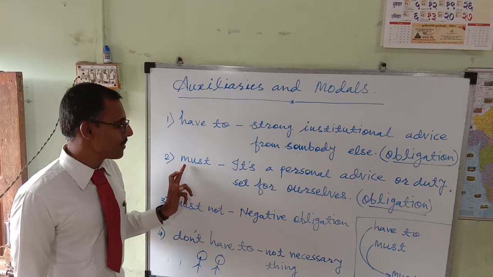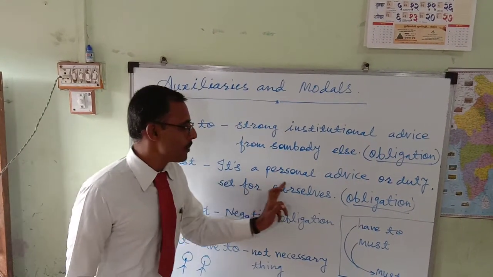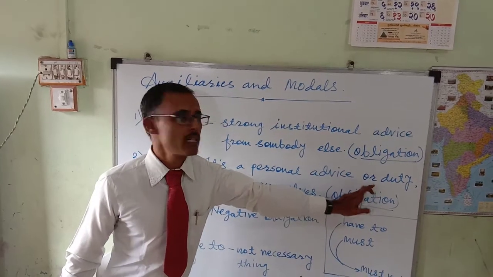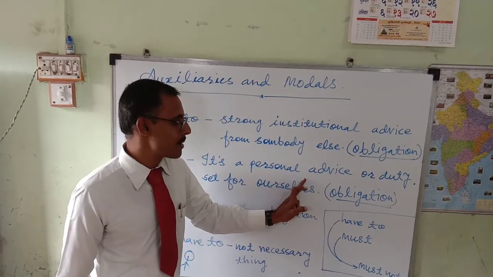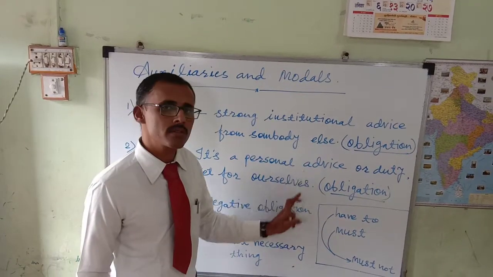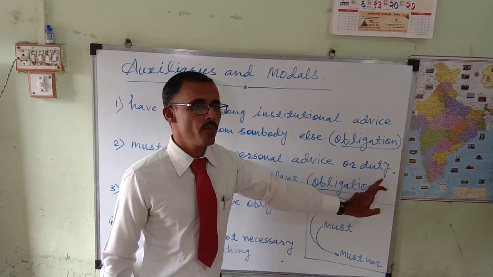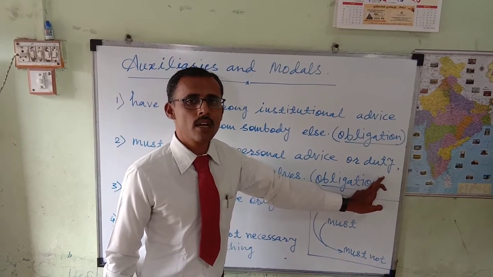Next, you move forward to must. Must means a personal advice or duty. It is not official here; it is personal advice set for ourselves. Both are obligations: personal advice and duty. For example, we must respect our elders. It's our duty.